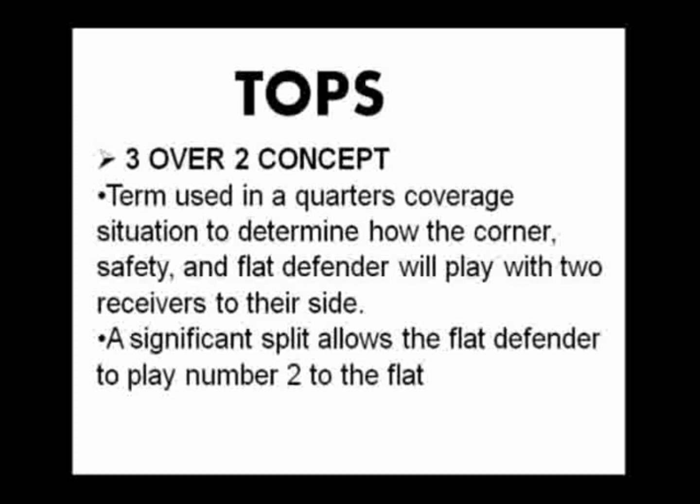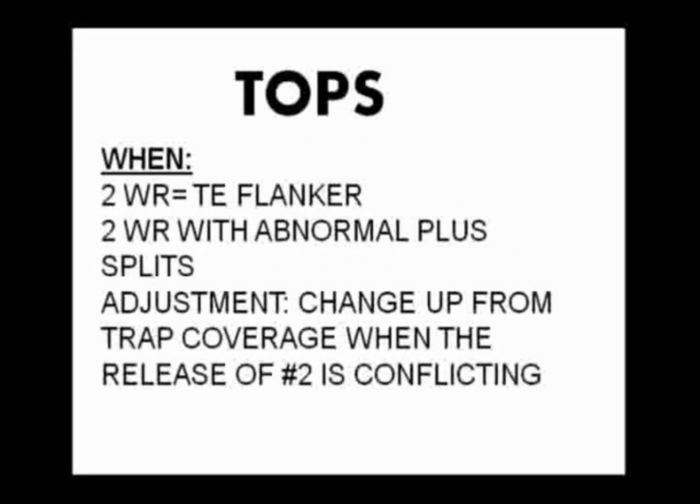Okay, so if we had a tight end and a flanker to our side, then we check tops and not trap. If we had two receivers to our side, we would check trap, unless number two was not in relationship to cross. He was too far away, and our flat defender could play him to the flat, so we made a tops check. Okay?